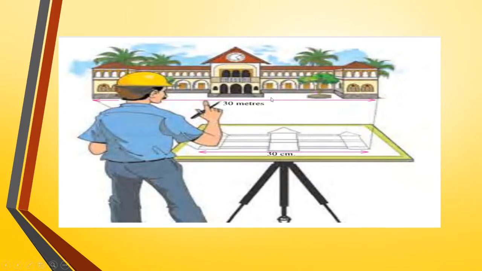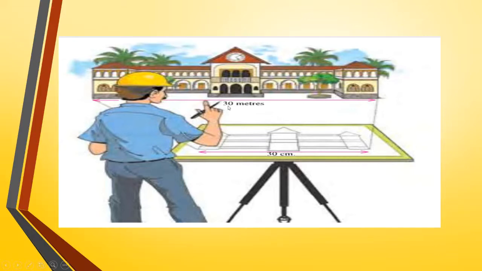Now such a thing is done by a person. Such a person who prepares sketches on a small paper or a map is called a cartographer. This cartographer is going to proportionately use this space, convert the 30 meter house, and draw it on the small paper.